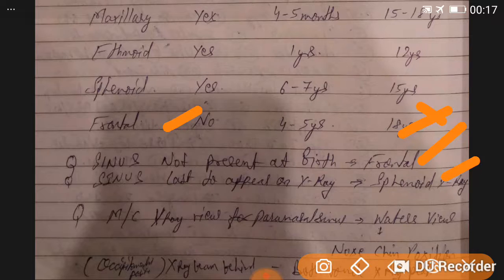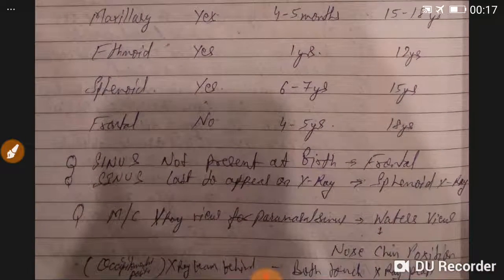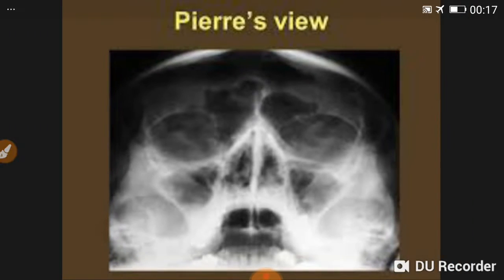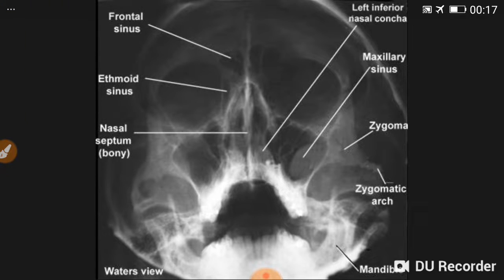Now question: the most common x-ray view for paranasal sinus is Waters view. Okay, what is Waters view? Nose and chin position, occipitofrontal position, with the x-ray beam from behind, both touching the x-ray plate. I will explain what Waters view is.